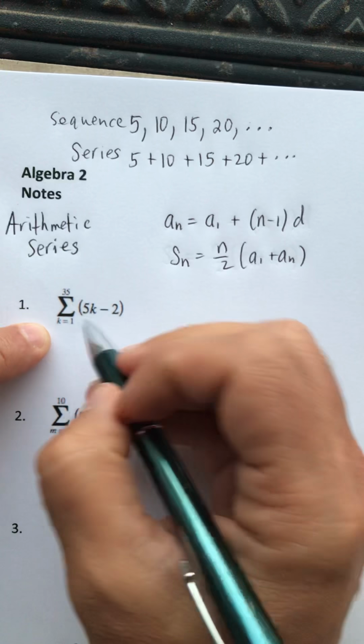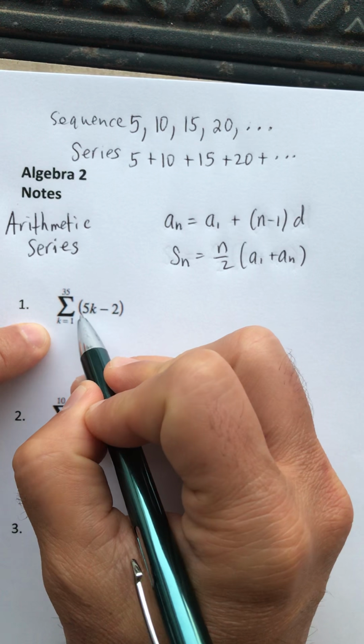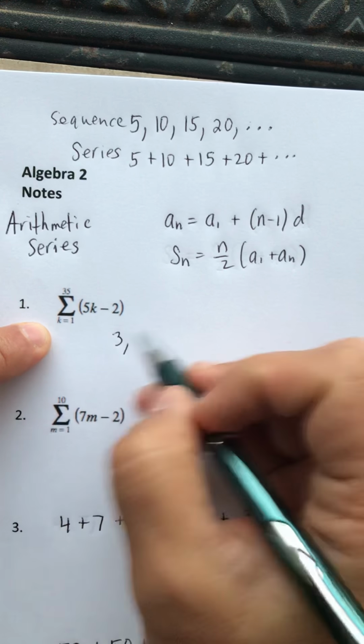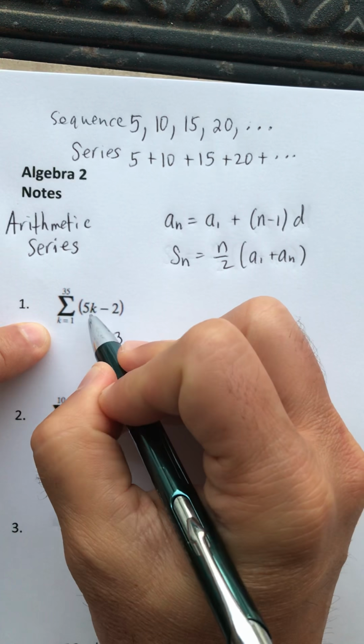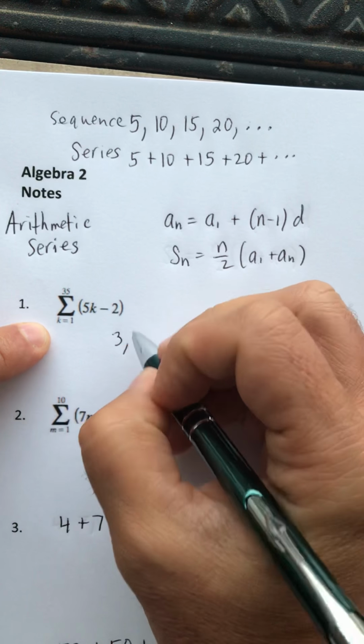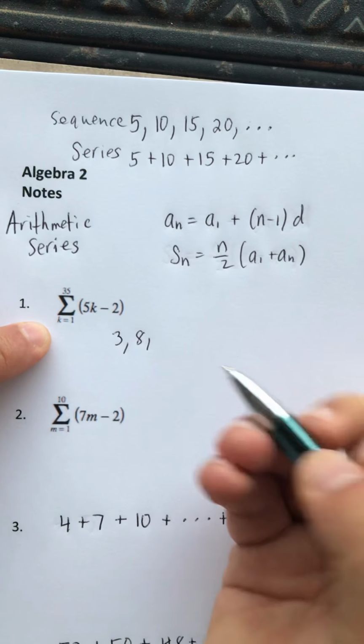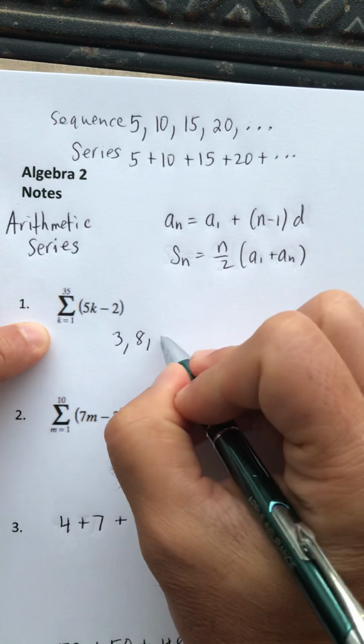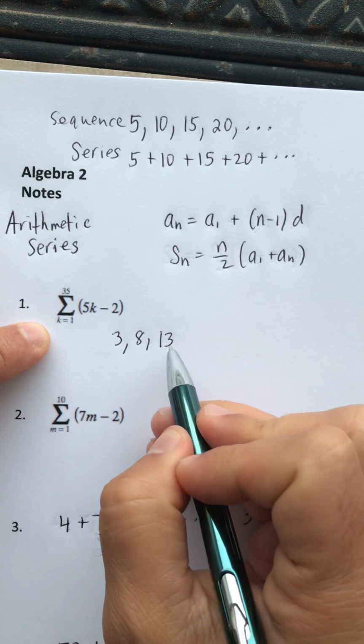So to get the first term, we plug in 1. 5 times 1 minus 2 is 3. To get the second term, we plug in 2. 5 times 2 is 10, minus 2 is 8. To get the third term, we plug in 3. 15 minus 2 is 13. So this is the sequence.